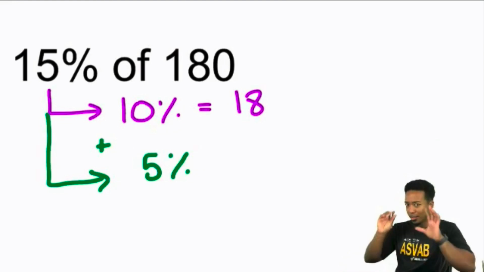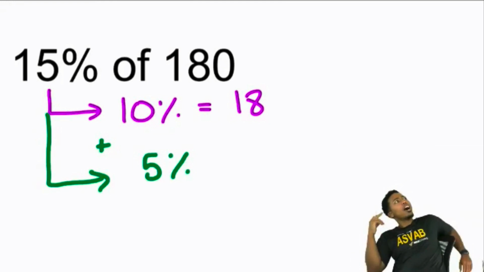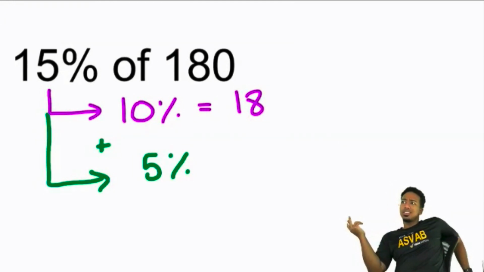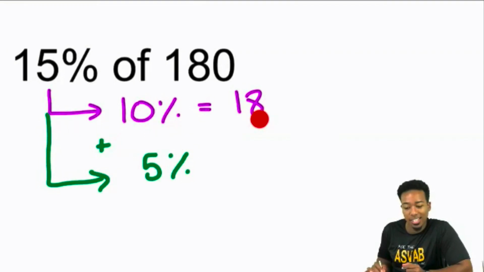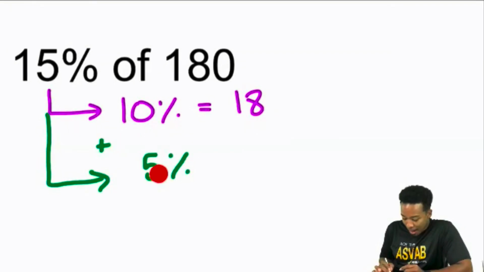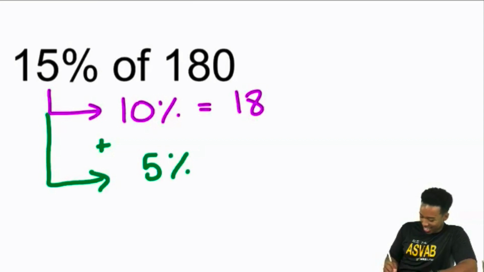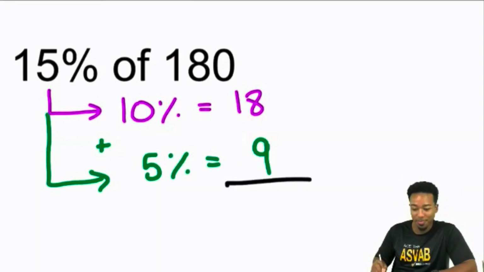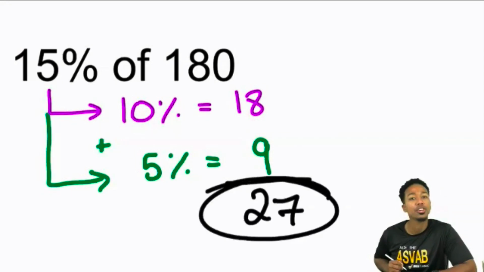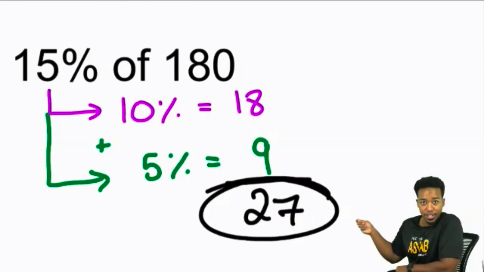Everybody, I'm going to trick you here. What's 5% of 180? How do you do 180 divided by 20? Can you do that really quick? Doesn't matter, everybody. Watch this. If 10% is 18, 5 is half of 10. What is half of 18? 9. Guess what? What's 18 plus 9, everybody? What's the answer going to be?